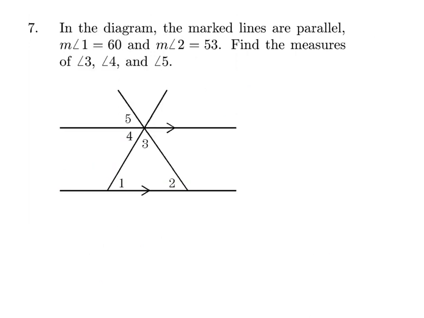Alright, in the diagram, the marked lines are parallel. Alright, arrowheads indicate that the lines are parallel. Measurement angle 1 is 60 degrees, 2 is 53. Find the measures of 3, 4, and 5. Okay, that shouldn't be too difficult. Alright, so here I have a triangle, and so I'm going to subtract 60 plus 53 from 180 to get angle 3. So what's angle 3? Angle 3 will be equal to 67 degrees.